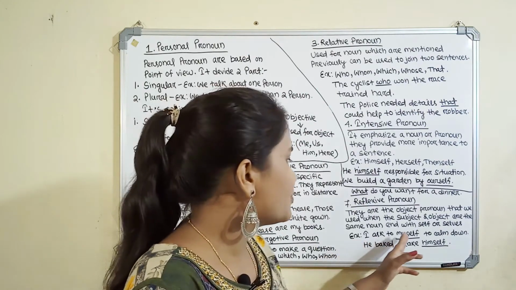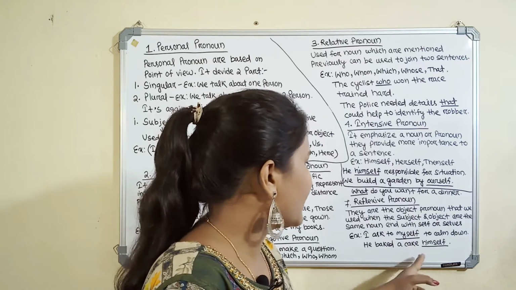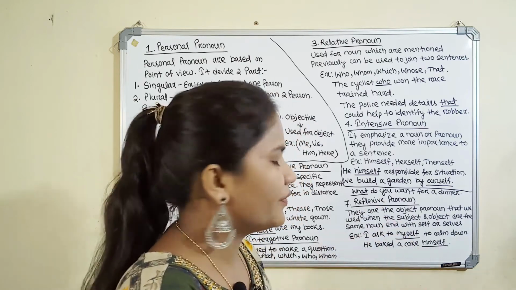I asked myself to calm down. Myself is the reflexive pronoun. He baked a cake himself. Himself is a reflexive pronoun.